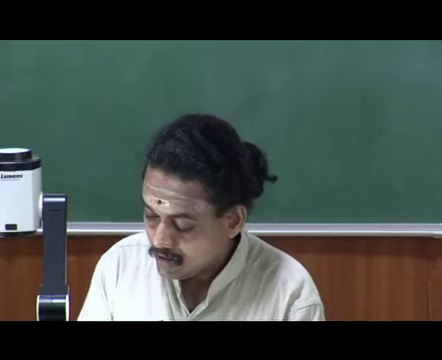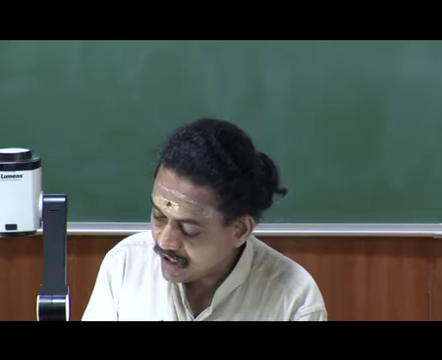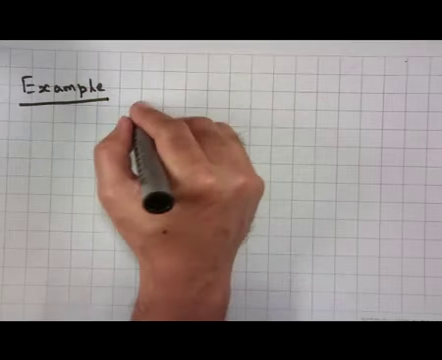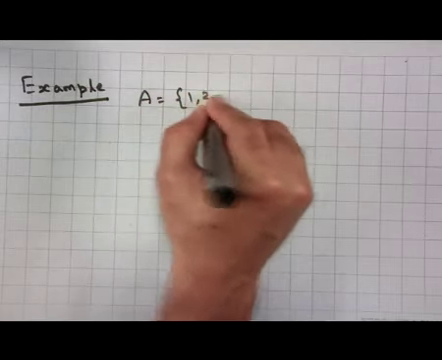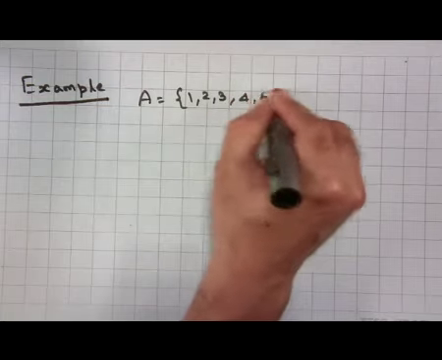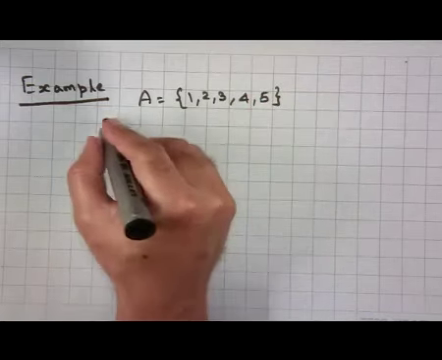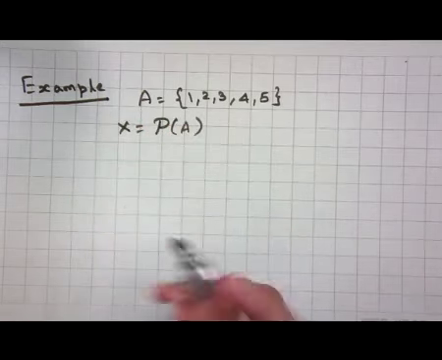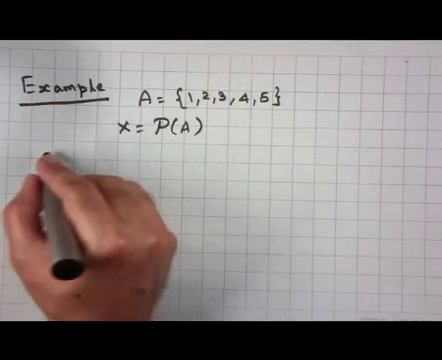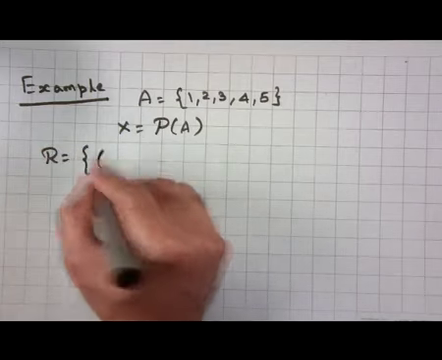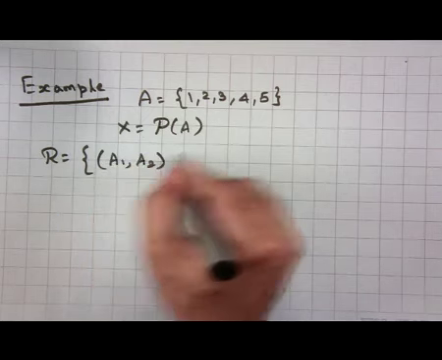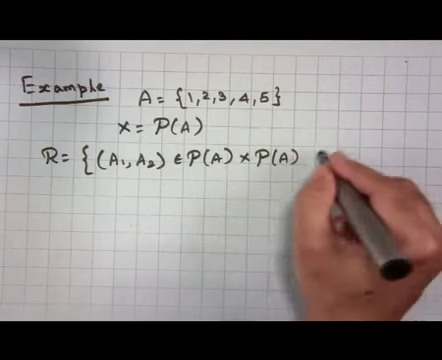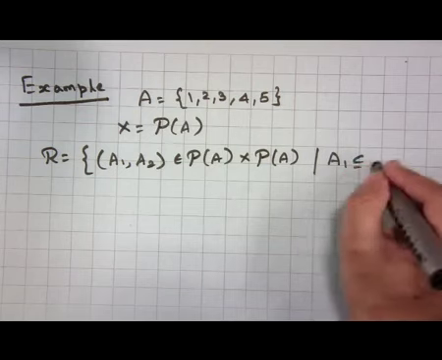Right. Let us move on to this next example that we had. We had A as {1, 2, 3, 4, 5}, and then X as the power set of A, all subsets of A, and then we define R as pairs (A1, A2) in P(A) cross P(A) with the condition that A1 is contained in A2.